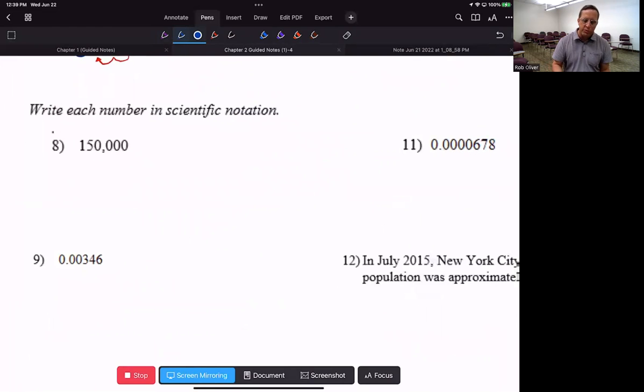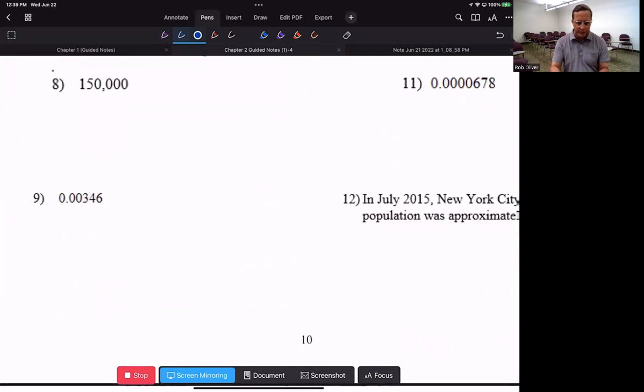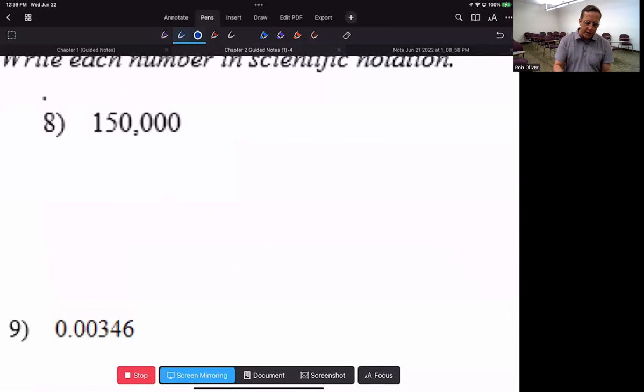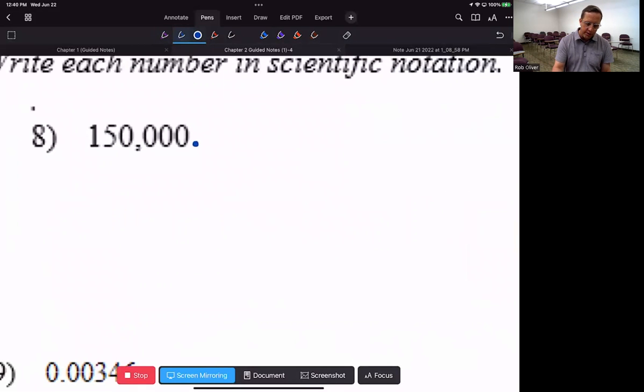All right, for these examples, we're going to put them into scientific notation. That's what we're going to do. So for number 8, the decimal is right here, and we need to move it to such a spot so that the number is greater than 1, less than 10. All right, so in order to do that, we need to move it between the 1 and the 5. So now you've got 1.5 times 10.